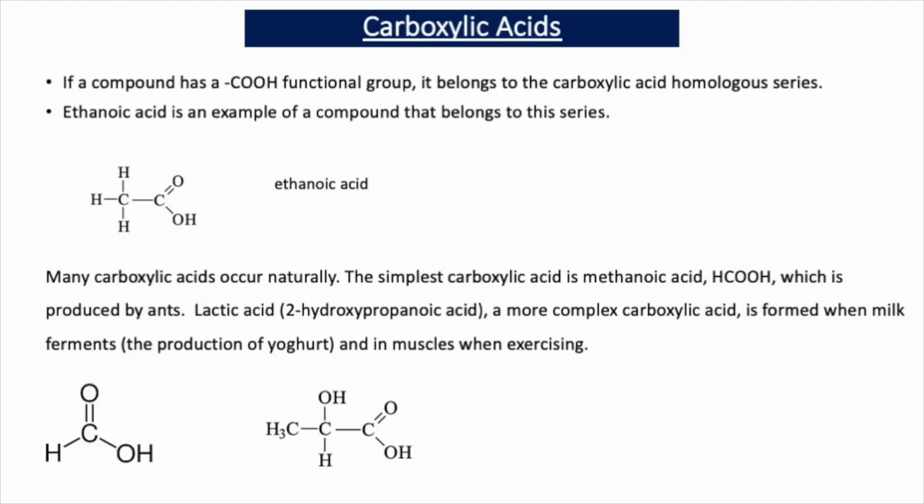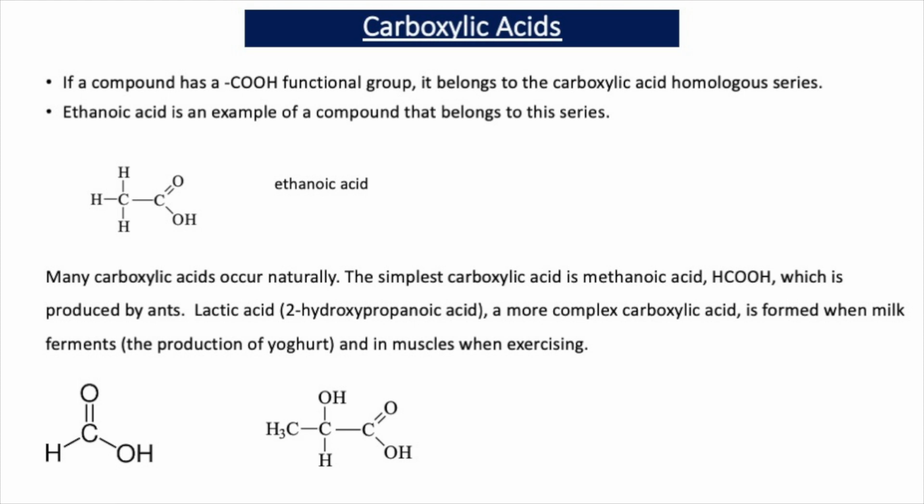Now, in our previous video on carboxylic acids, we learned that the functional group of this homologous series is a COOH group, and ethanoic acid is an example of a compound that belongs to this homologous series. Ethanoic acid has a CH3 attached to a C double bond O and an OH.